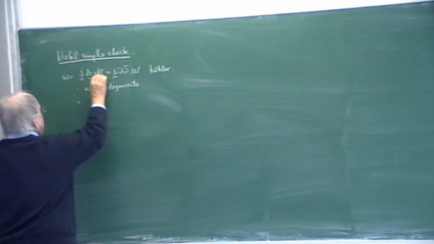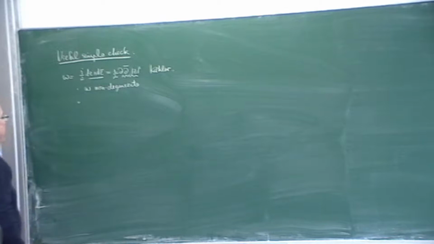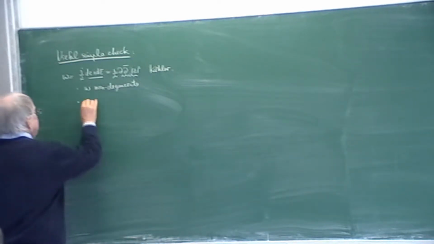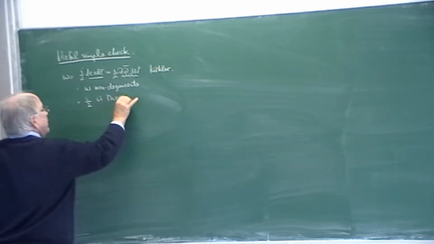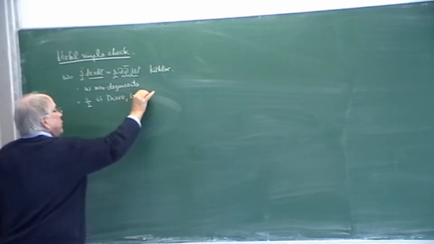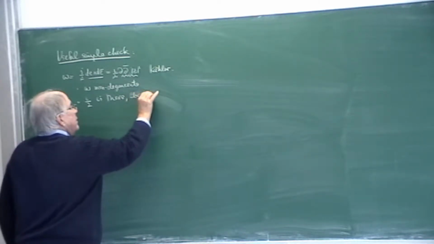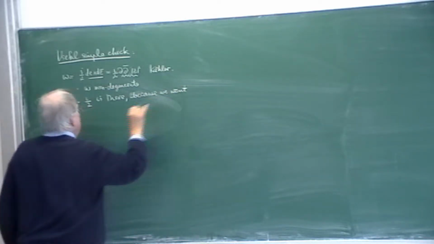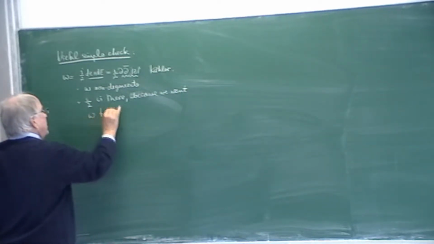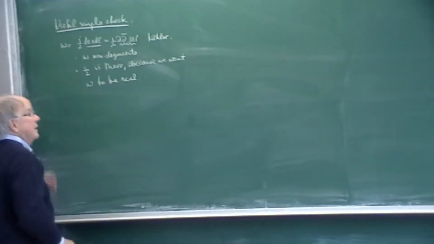And I wrote it in complex coordinates because I wanted to use this representation of it. But if you compute this i over 2, I use this, it's there. Because I want it to be real. We want omega to be a real form.